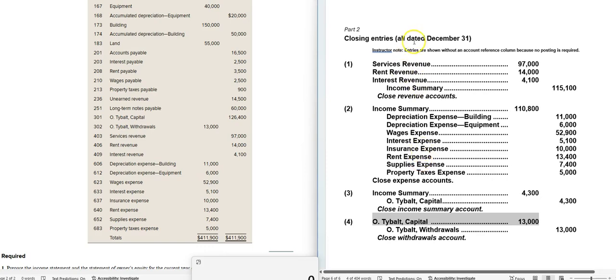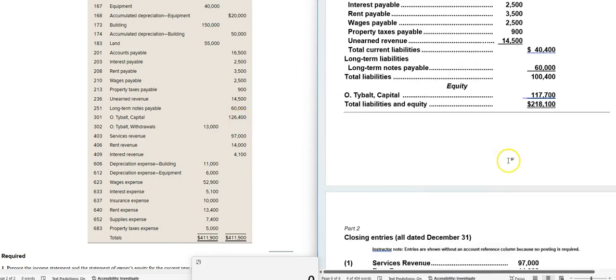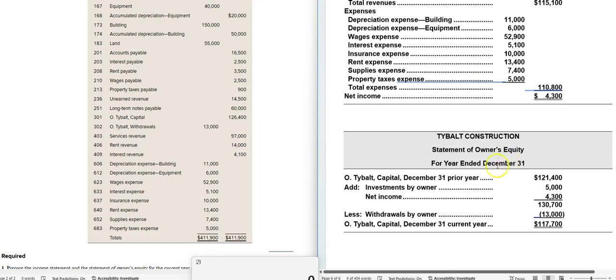By the time I get done with these closing entries, all of my revenue accounts will be 0, my expense accounts will be 0, and my withdrawal accounts will be 0. All of those amounts will now be recorded into the owner's capital account. Essentially what I've now done is caught the accounts up to what I'm reporting for ending capital at the end of the year. Increased by the amount of investments, increased by net income, decreased by withdrawals, ending owner's capital balance $117,700.